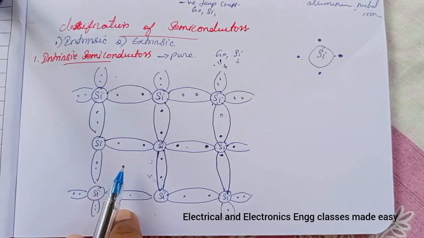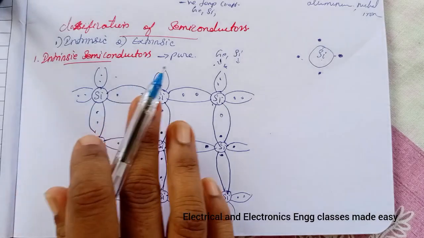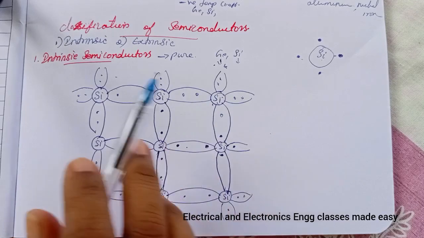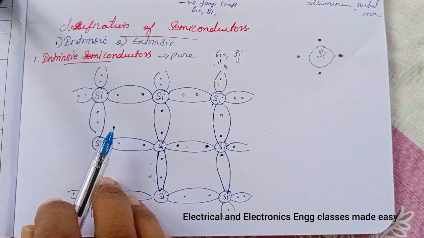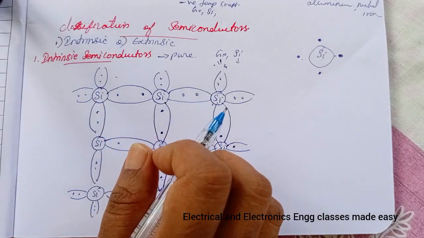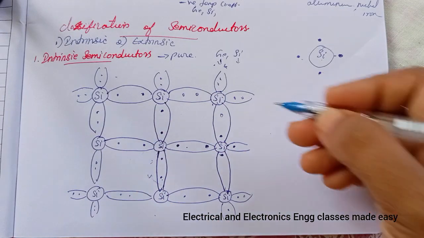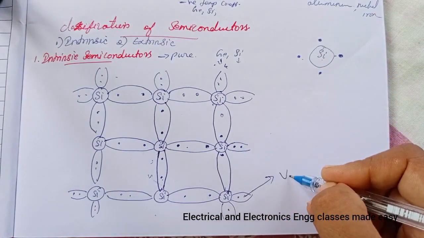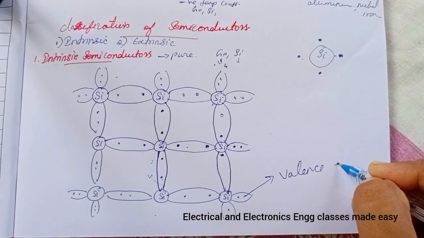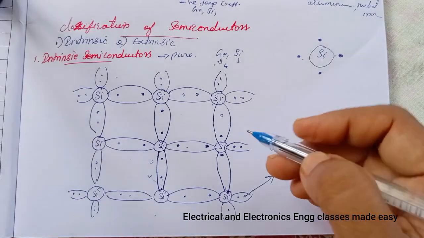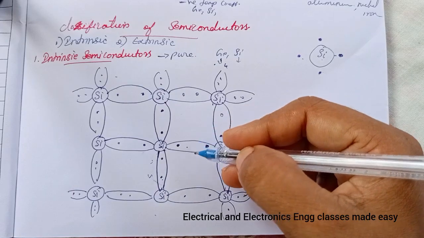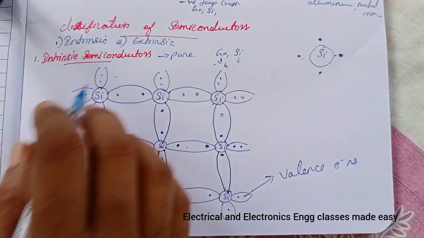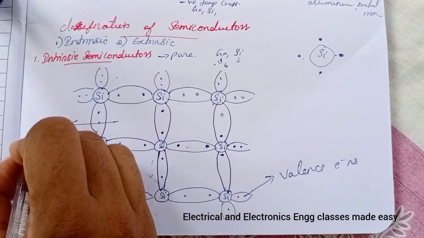And an intrinsic silicon crystal at room temperature absorbs heat energy from the surrounding air, and this causes some valence electrons. So here these are valence electrons. So these are the valence electrons. Then this is the conduction hole.